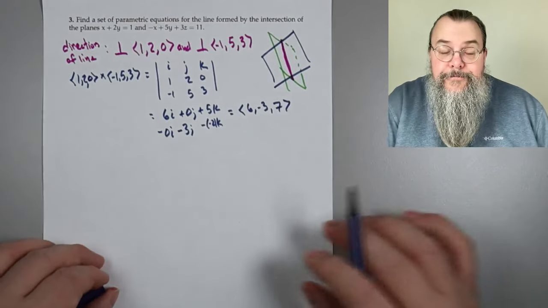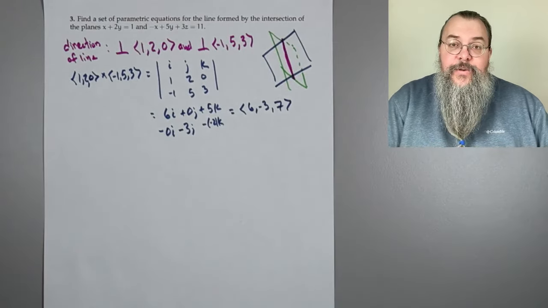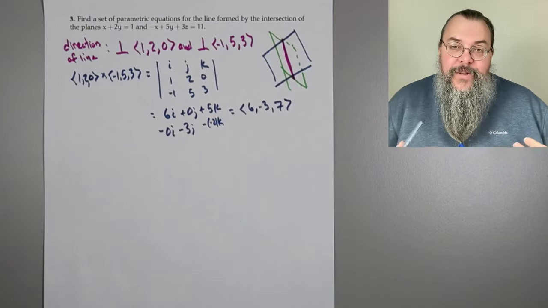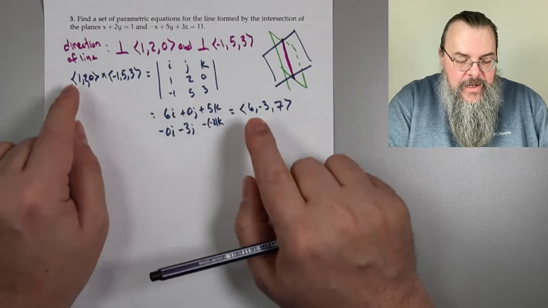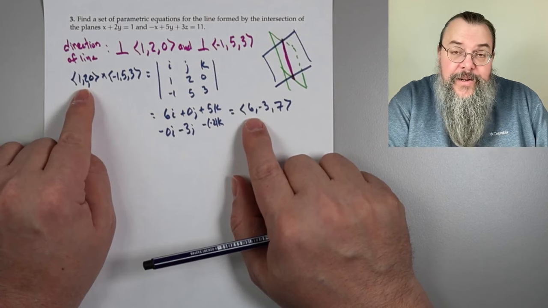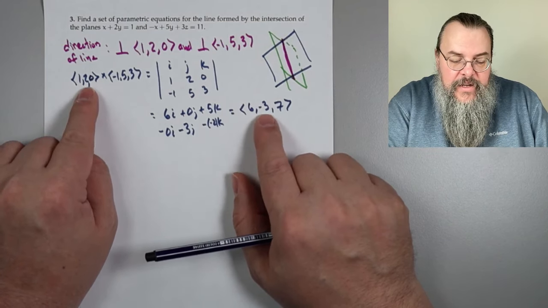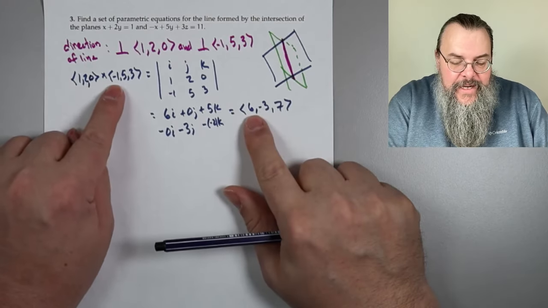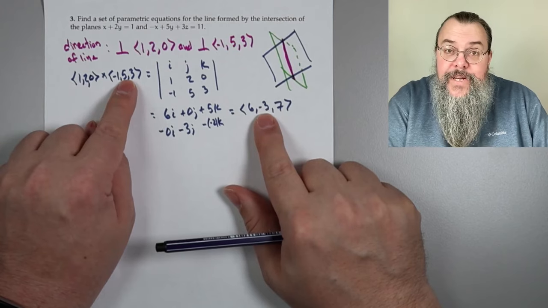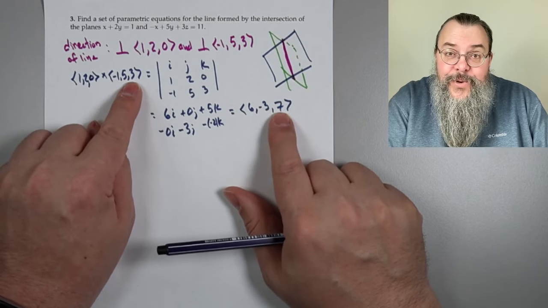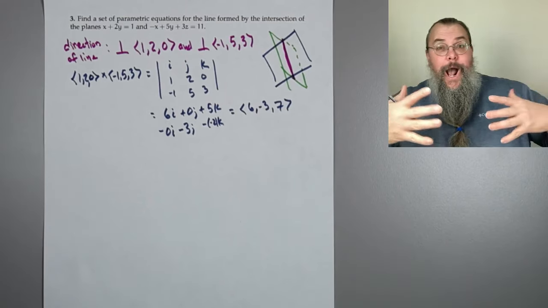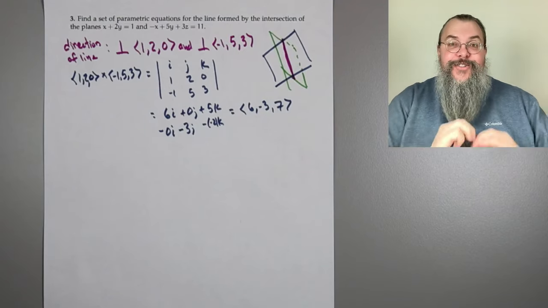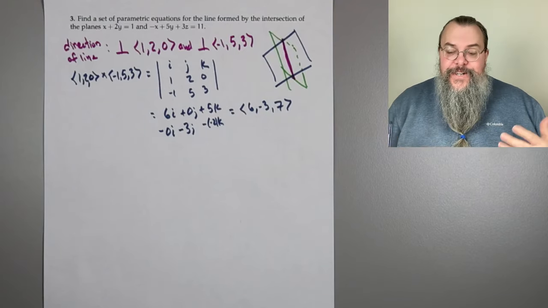Now, can you check? Yes, there's a way to check without redoing the work, and that's good, because if you recheck it by doing the same work, you may make the same mistake. Quickly check if they're perpendicular with dot products. 6 minus 6 is 0. Then minus 6, minus 15, we're up to minus 21, plus 21 is 0. Nice! We definitely have our direction. No doubt.